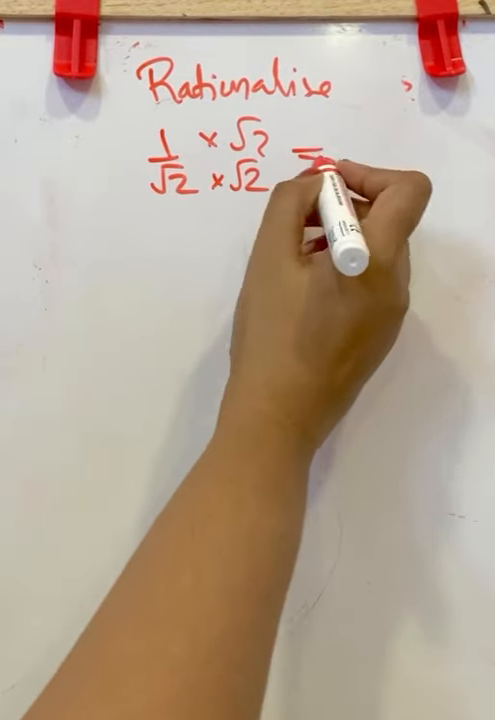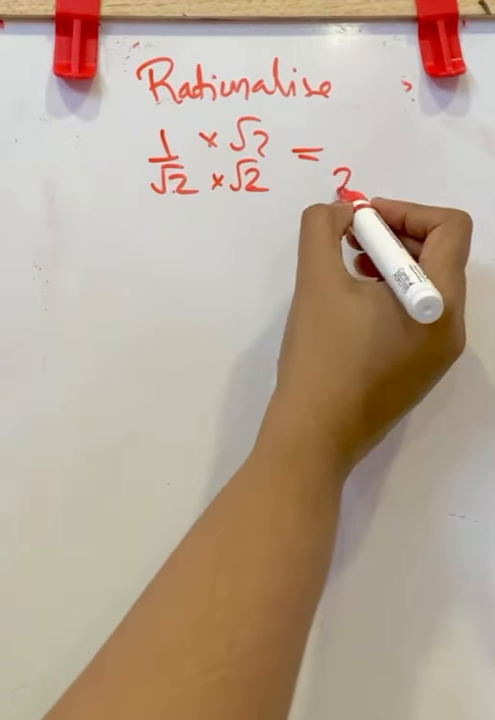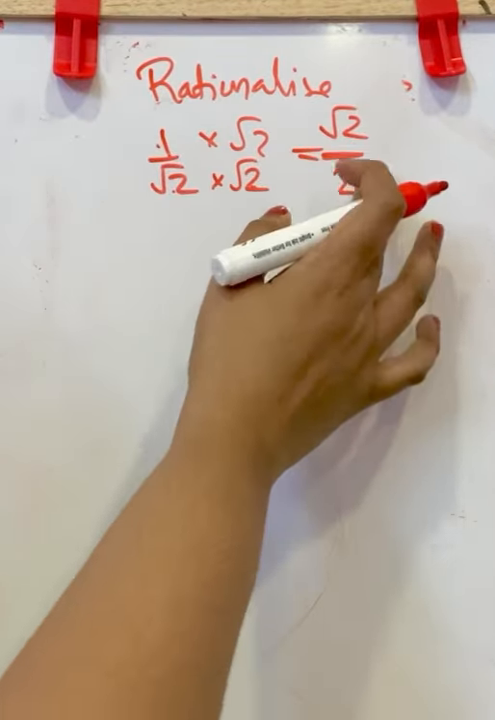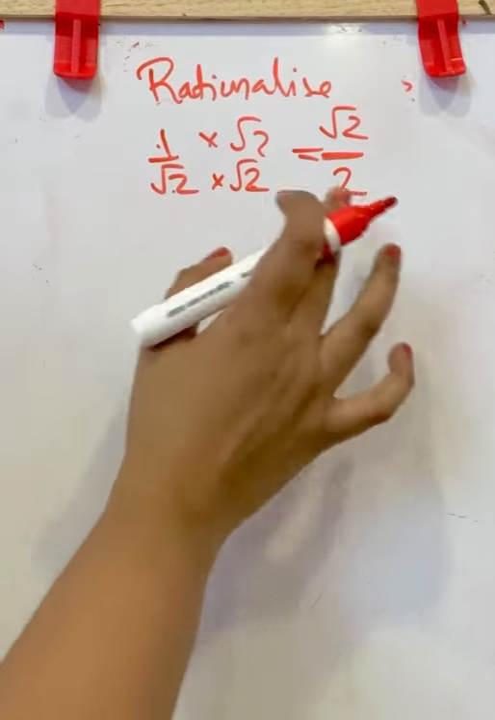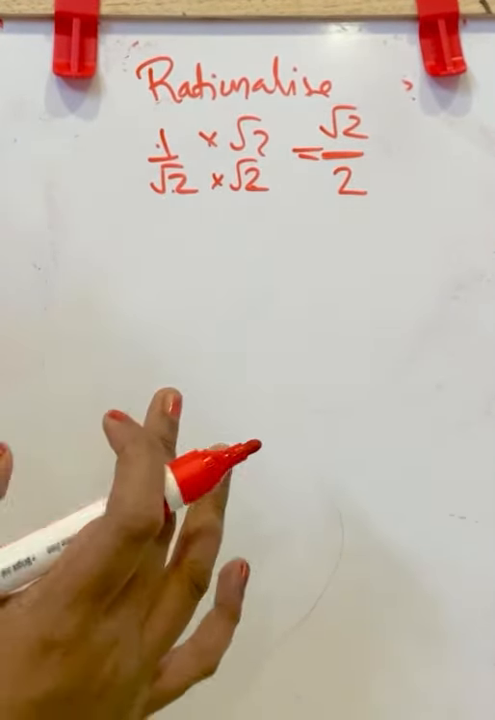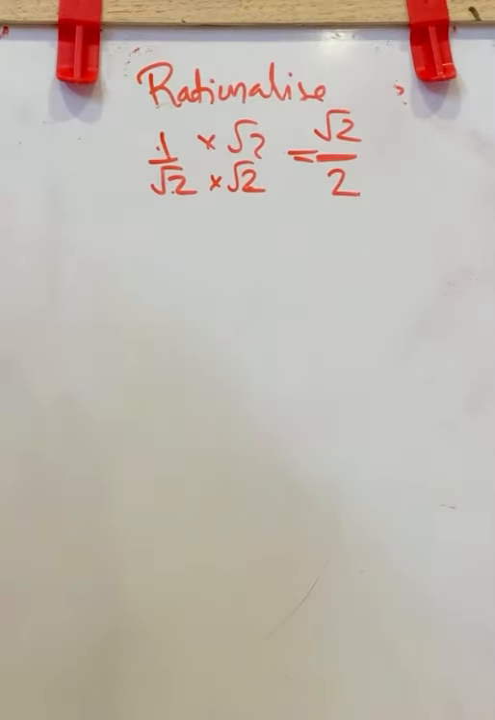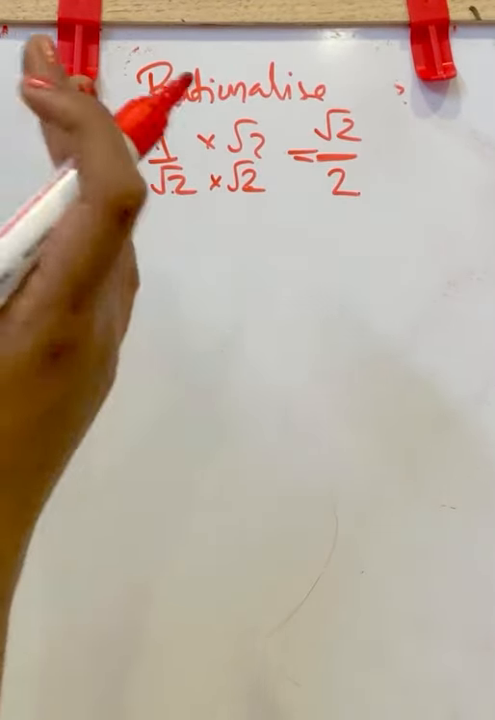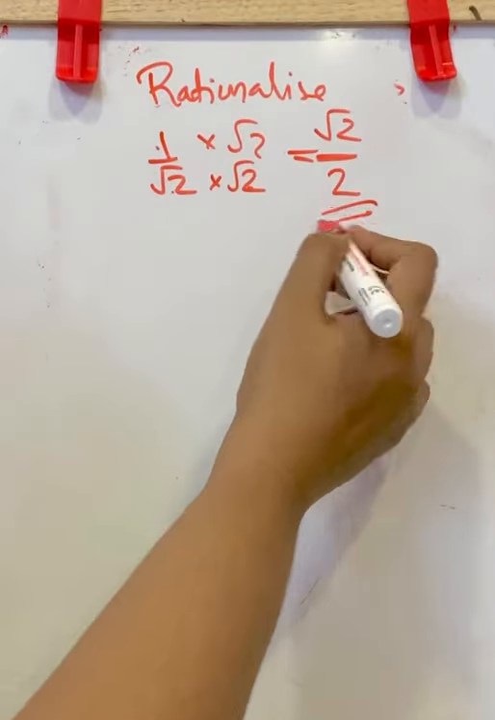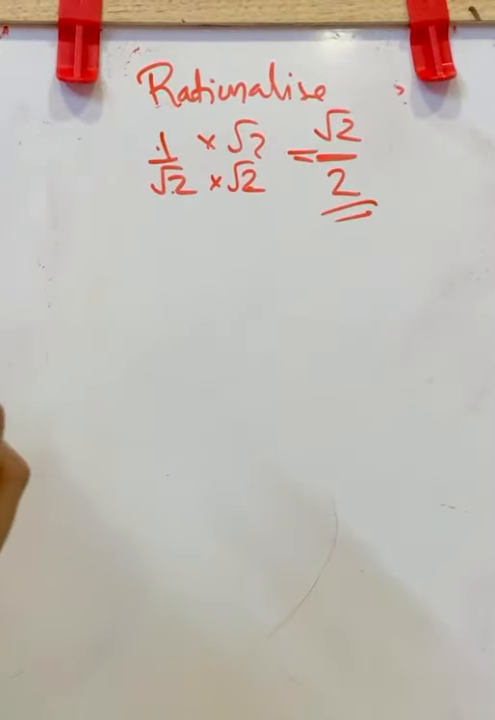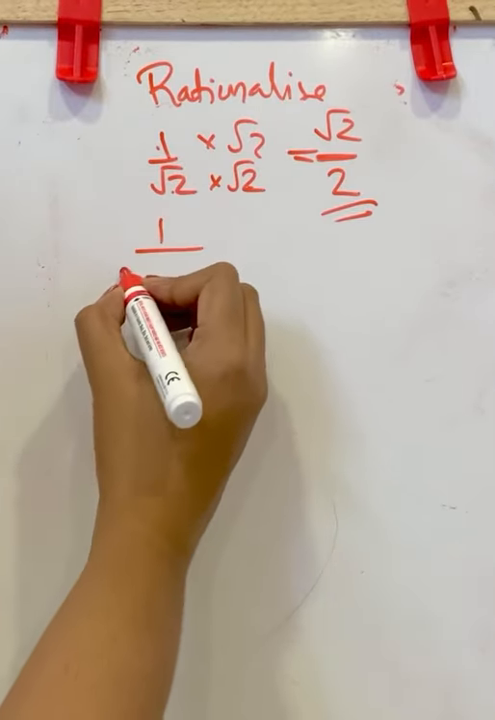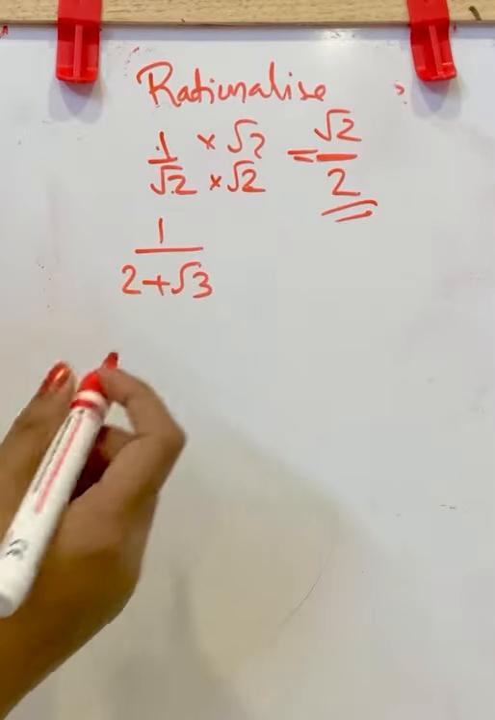Let us check. Root 2 into root 2 is 2, right? Now 1 into root 2 is root 2. Now here in the denominator there is no irrational number. So this is how we rationalize a fraction. That is why we are rationalizing: we need to cancel the square roots in the denominator. So this is the final answer, root 2 by 2.